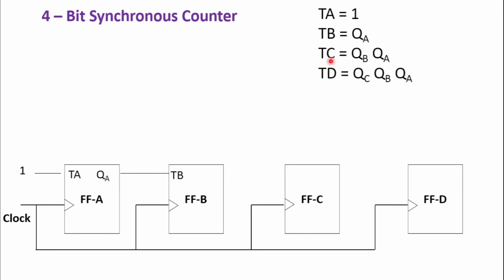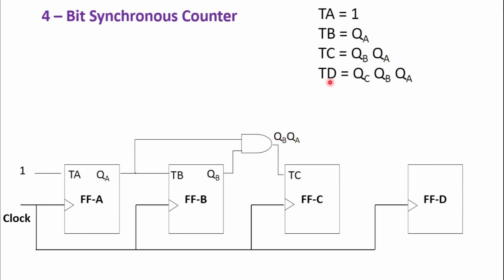Now what about the next expression? TC. TC means the input of the third flip-flop. What's its value? Its value is QB into QA. QB into QA means there is an ANDing operation between QB and QA. So we will require the help of one AND gate. So an AND gate whose inputs are QA, this is QA, and QB is given as the second input of the AND gate, and obviously its output will be QB QA and its output is given to TC. So TC is QB into QA.